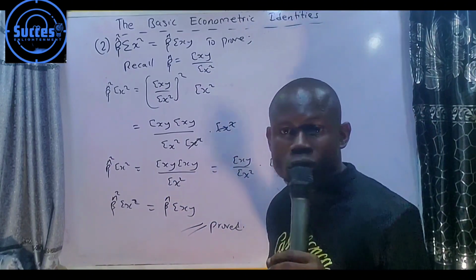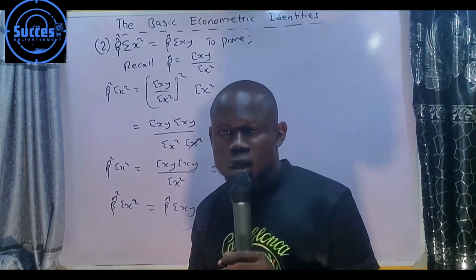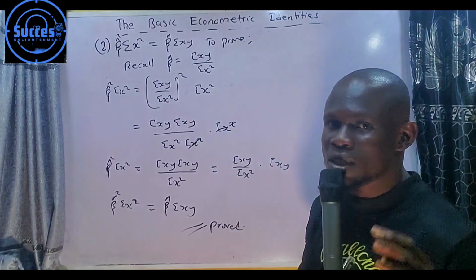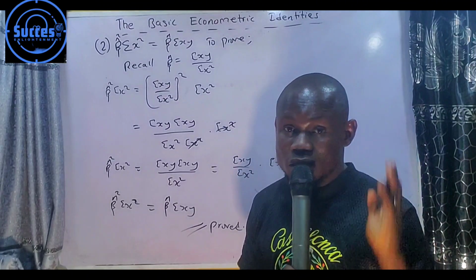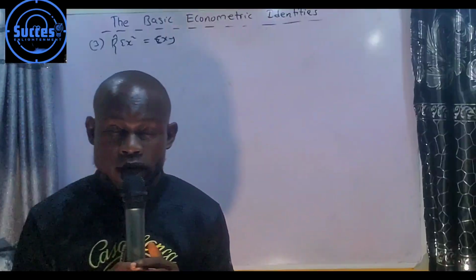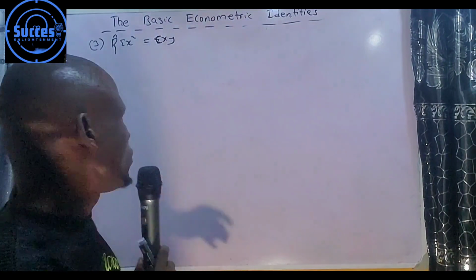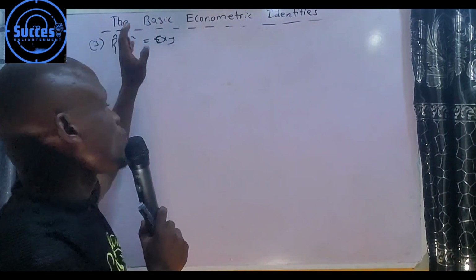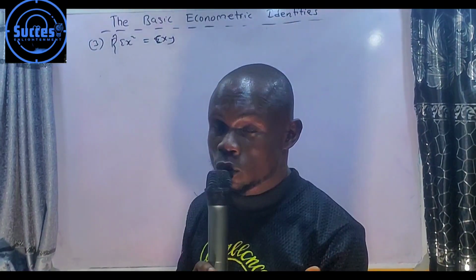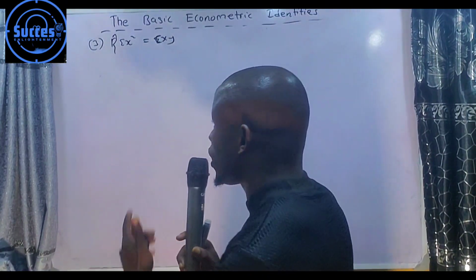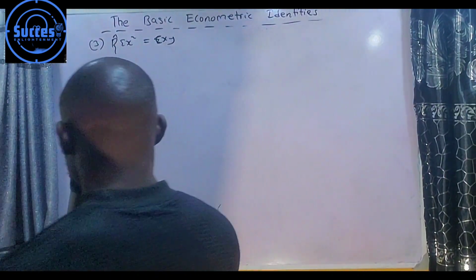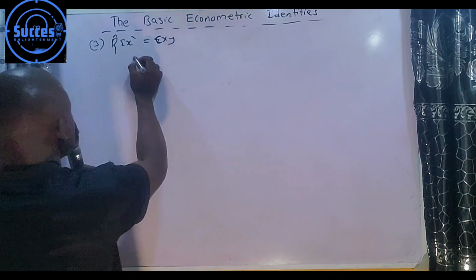So now we go into the next econometrics identity that will be proven in this video. I believe this is as simple as anything, very, very simple. Okay, so let's continue. All right, the third one we'll be proving today is beta cap summation x squared equals summation xy. Similar to what we just proved, only that here our beta cap doesn't have a square. So let's get right into it. The first thing we do is state our motive, which is to prove.